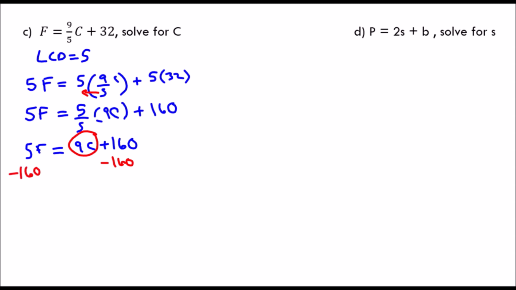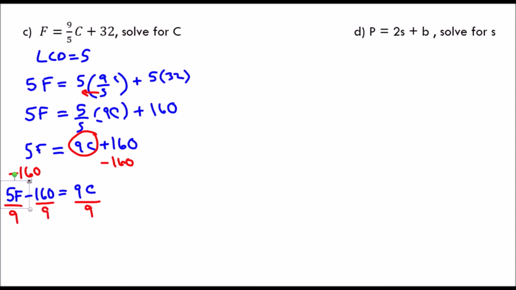Once I get rid of the fraction, so what do I have? I'm going to have 5f minus 160 is equal to 9c. Now, of course, I'm going to divide every term by 9. So divide this by 9, divide this by 9, and divide this by 9.